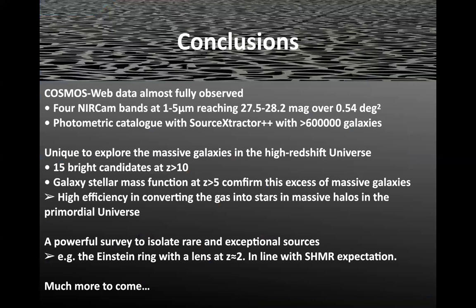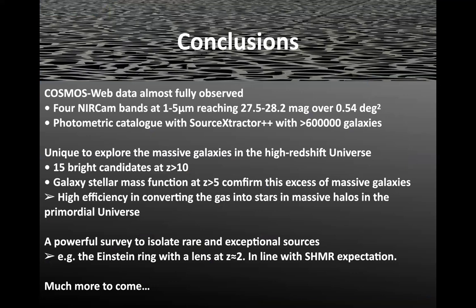For the conclusion, I would say that the COSMOS-Web data are fully observed now. We have half of the data released. We have 4 bands going up to the near infrared over about 0.5 square degrees, a huge photometric catalog with 600,000 galaxies. That's a unique way, I think, to explore galaxies in the high-redshift universe.